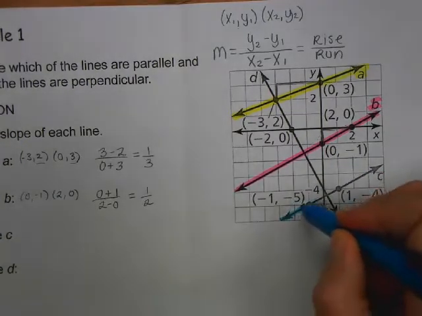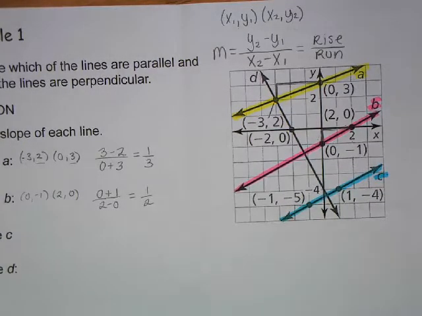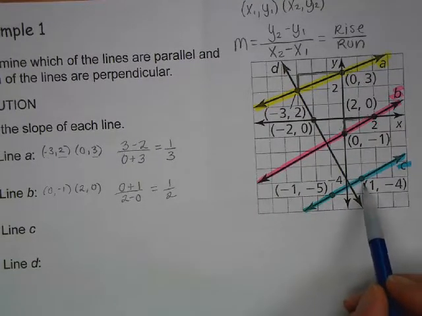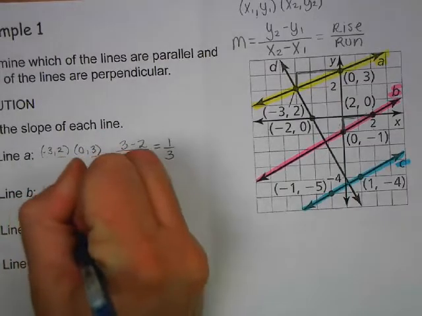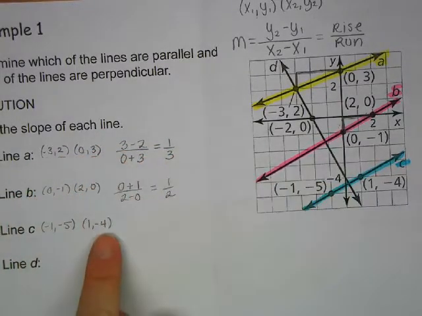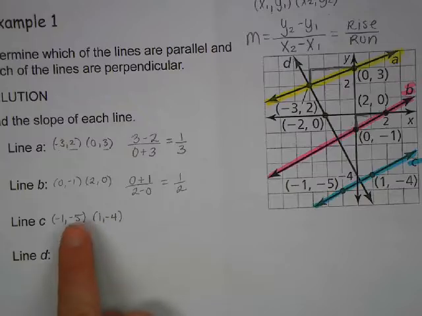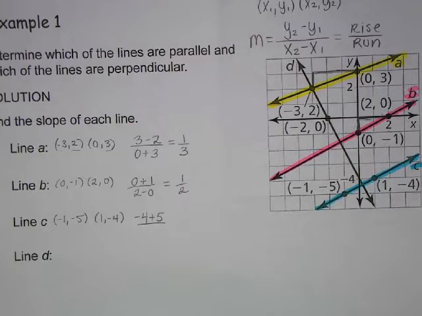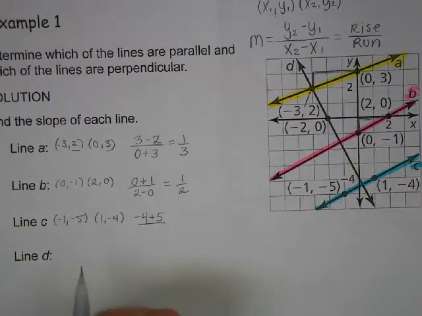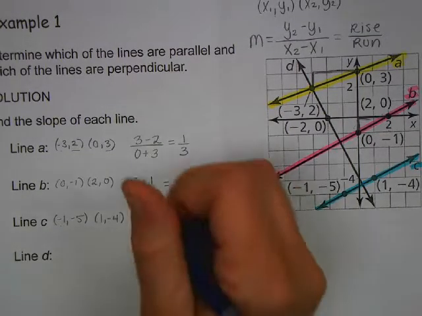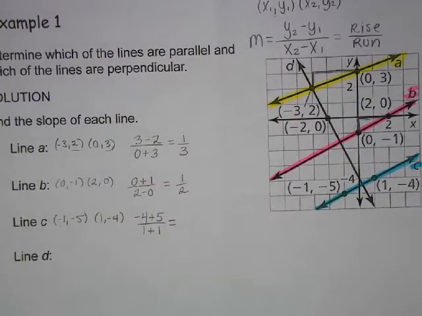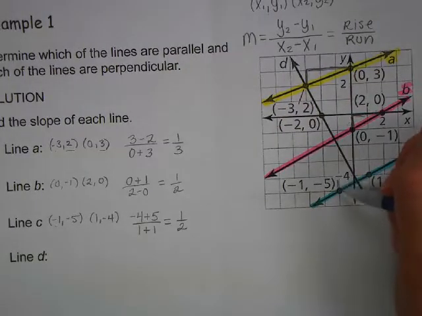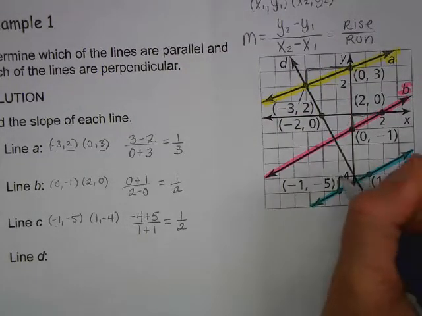Line C, picking 2 points on line C, you would use (-1, -5) and (1, -4). y2 minus y1 would be -4 minus -5, which is the same as -4 plus 5. x2 minus x1 would be 1 minus -1, which is the same as 1 plus 1. So that simplifies to 1/2. And again, if you did rise over run, you would rise 1, run 2.